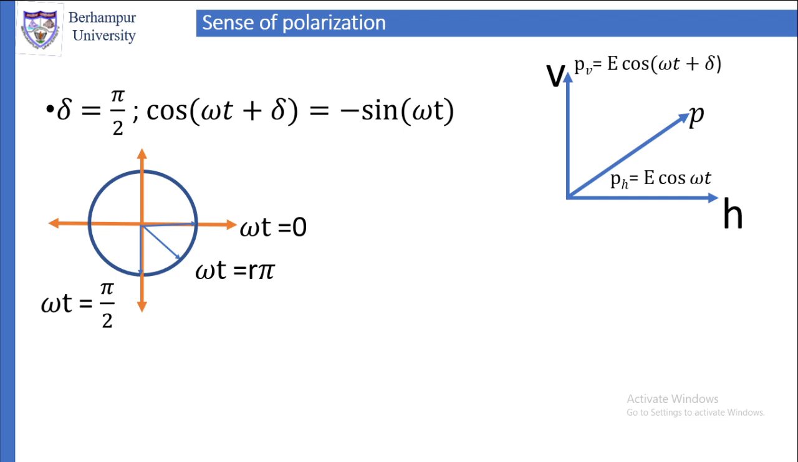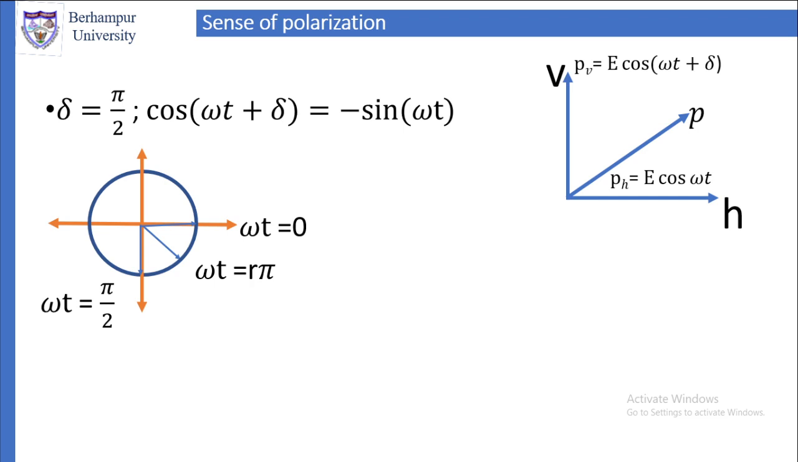the horizontal axis. Similarly, when omega t is equal to pi by 2, sin omega t is equal to 1, but cos omega t is equal to 0, which means there is no horizontal component, but there is a vertical component. Since the vertical component is minus sin omega t, it will be in the negative vertical direction. You can see in the left hand figure that the sense is in the negative vertical direction, not the positive, not upward, it will be downward.